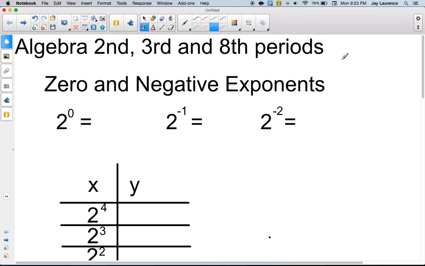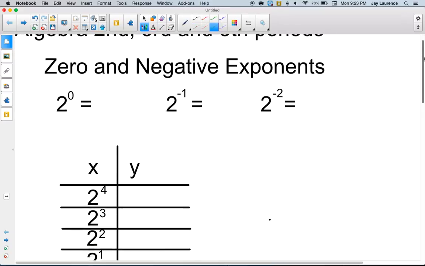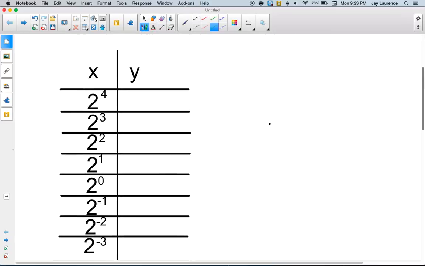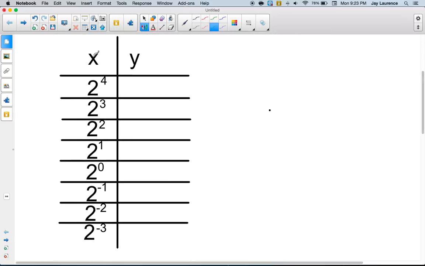So we're going to fill out this little input-output table. The president should go ahead and pause the video so that you have time to make this table. X is your input, Y is your output, your independent variable and your dependent variable. And you're going to list 2 to the fourth, 2 to the third, 2 to the second, all the way down to 2 to the negative third. Okay, and we're going to see if we can figure out what some of these are.